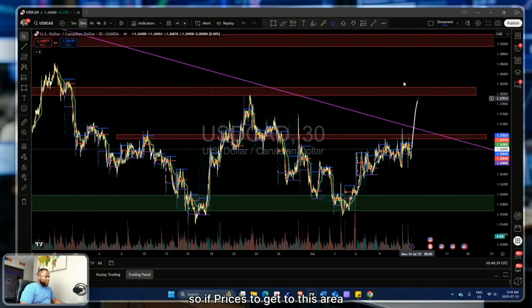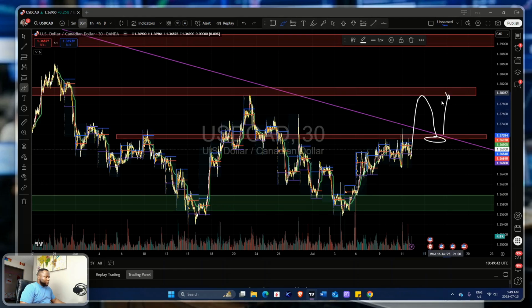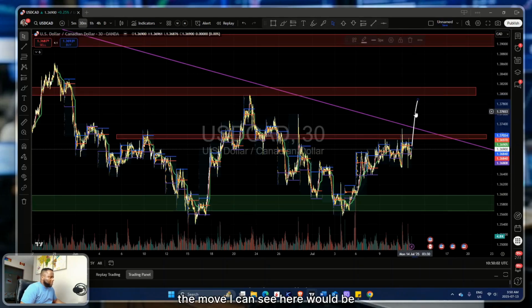So if price is to get to this area here, you want to watch for a sell and the retest of this resistance here and take it long from there. Like that. Take it long from here. But as long as we're still in between these two areas, as long as price is still having a difficult time going across the resistance, the move I can see here would be a little bit to the downside.